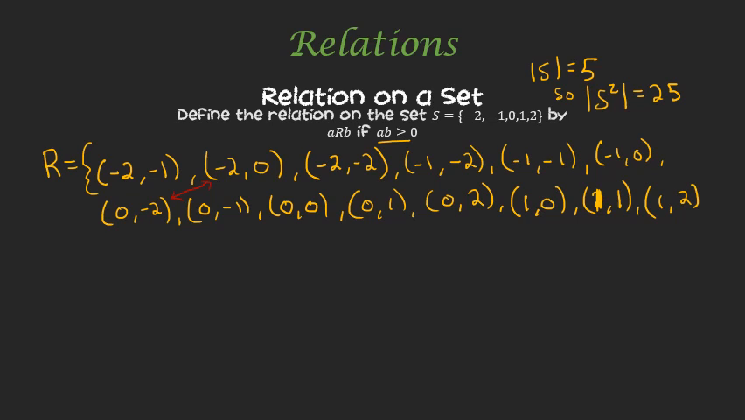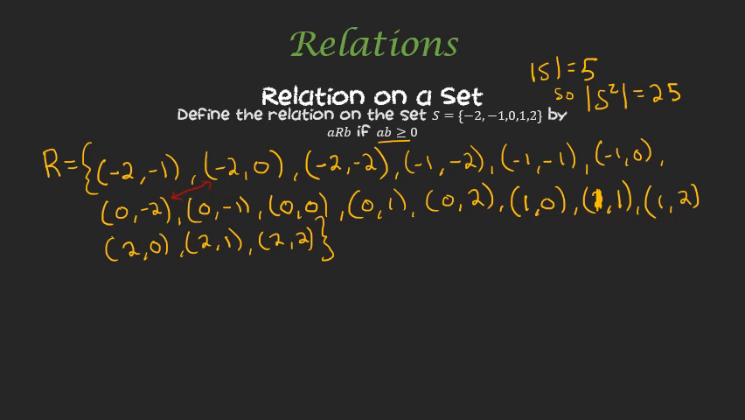And lastly, we have 2. So let's see. 2 multiplied by any negative will be negative, so that's not related to those. However, (2, 0), (2, 1), and (2, 2) all satisfy the condition that their product is greater than or equal to 0. And so that's the relation.